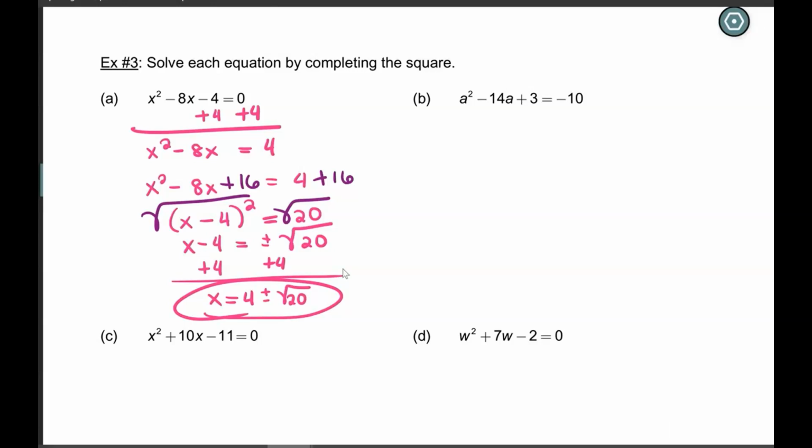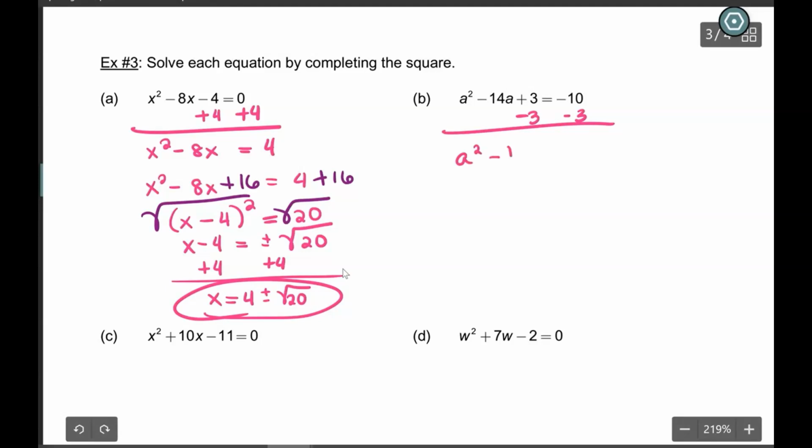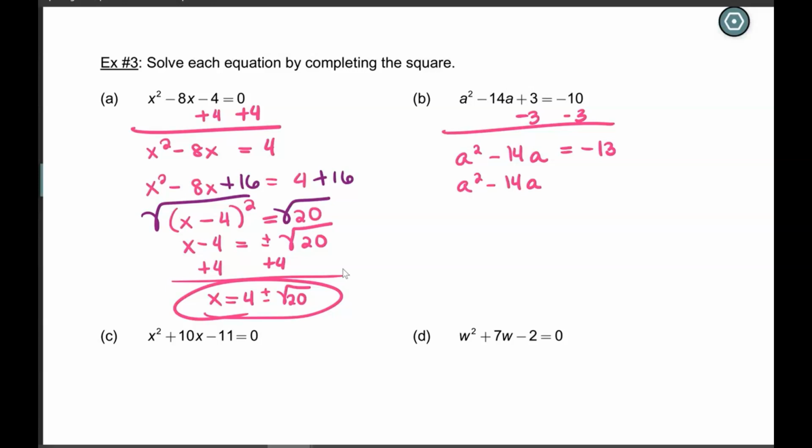Next one. Okay, first we are going to move the constant to the other side, so I only have the variables on the left side. So I have a squared minus 14a equals negative 13. Now, half of negative 14 is negative 7. Square negative 7, and I get a positive 49. So that's what I'm adding to both sides.